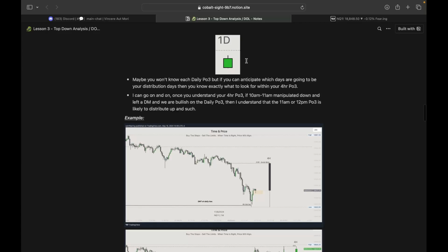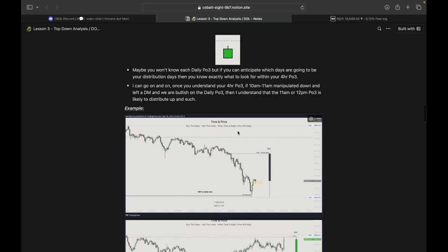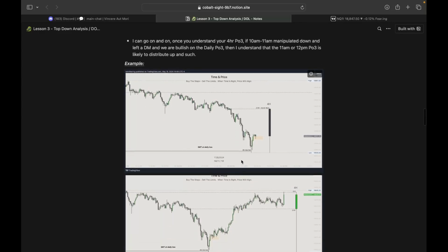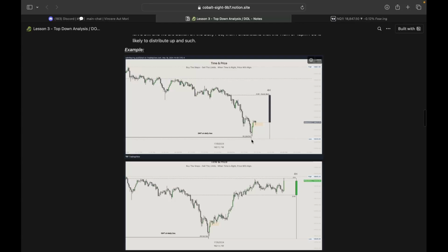And I can keep going, but let's just say that our weekly Power 3 is bullish. We're trading our highest probability day, which is going to be our distribution days, which are our buy-sell days. So, in a bullish example, we'd be looking for 10 a.m. opening, manipulation down, potentially leaving a devil's mark, such as this example. And let's say we're bullish on the daily Power 3, then we could be looking at, for our opening, manipulation down, and something like this. Manipulation down, higher time frame PDRA, SMT, and so on.